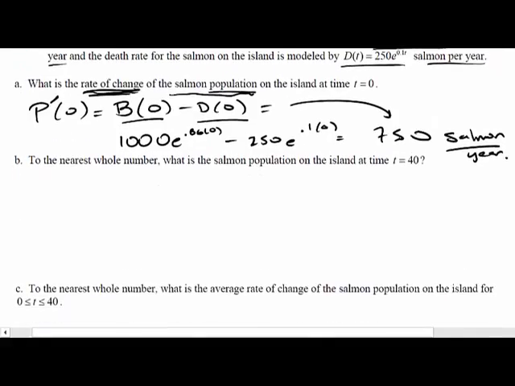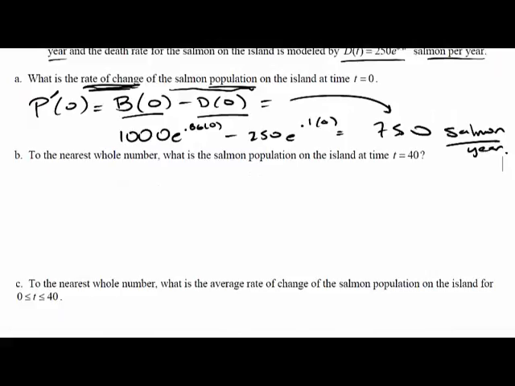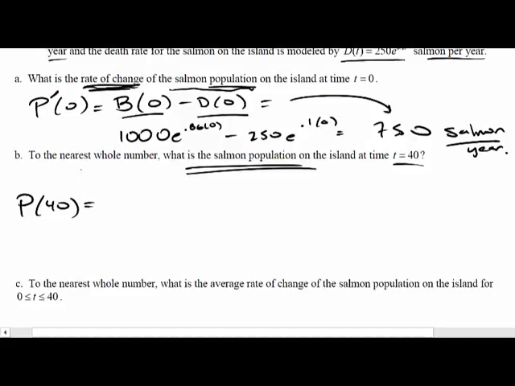For part B, to the nearest whole number, what is the salmon population on the island at t equals 40? Well, if I want the salmon population, I actually want p of 40. But b and d are rates. So what I need to do is integrate that rate to go from salmon per year, because that's what it says right here, salmon per year, to just salmon.